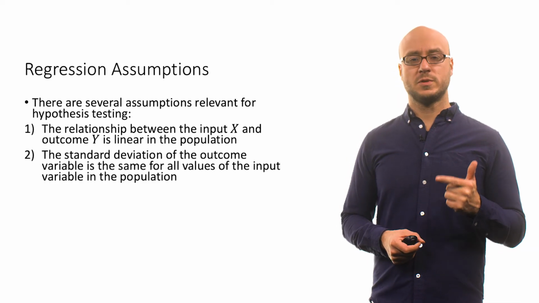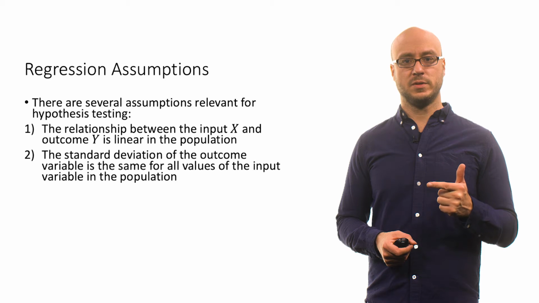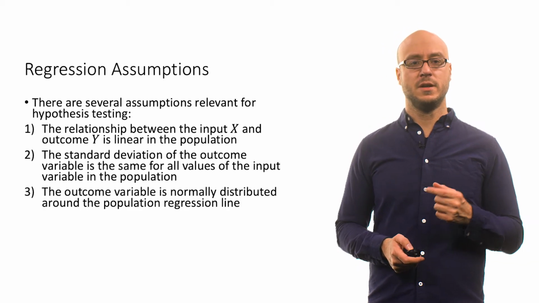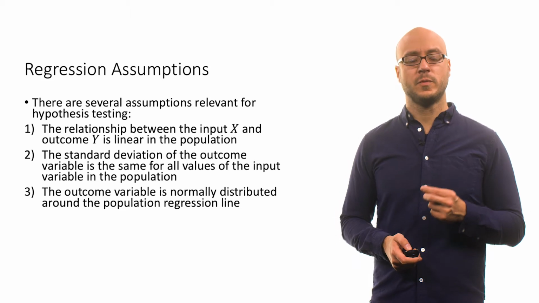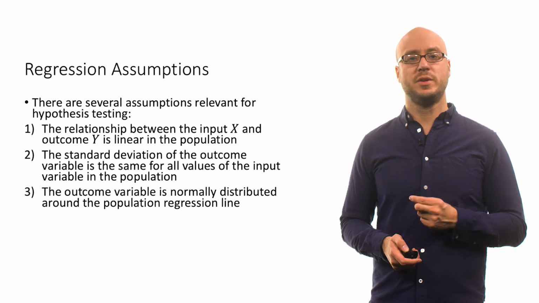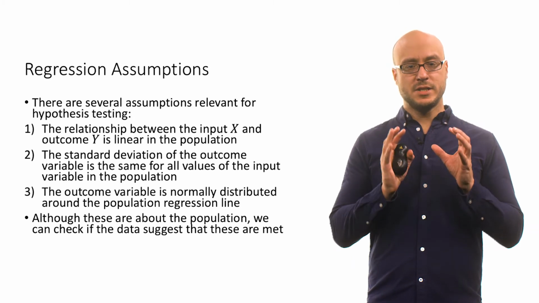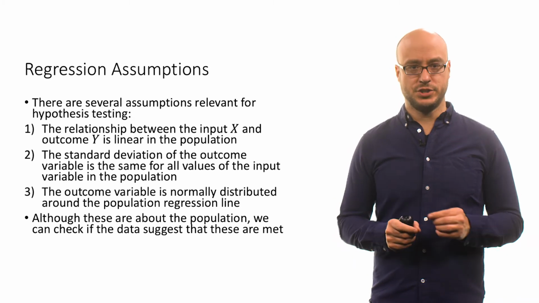Number two, we're assuming that the standard deviation of the outcome variable is the same for all values of the input variable in the population. Point three, we're assuming that the outcome variable is normally distributed around the population regression line. These are assumptions about the population.